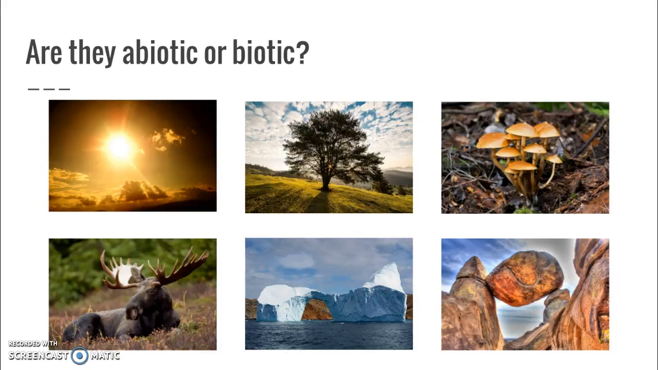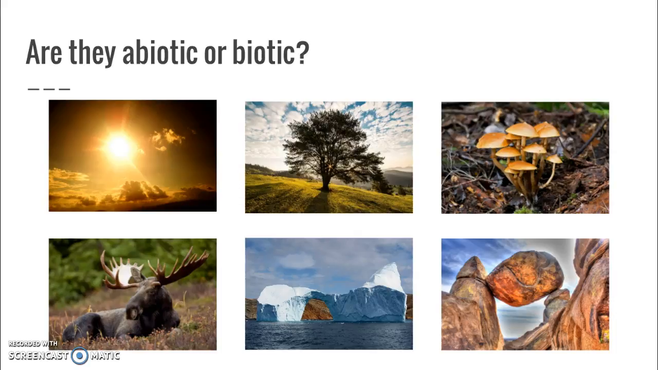Alright, so in the first picture on your left, top left, you're going to see sunshine, and sunshine is going to be considered an abiotic factor because the sunshine is not living. So if you go down from there, you're going to see a moose. Alright, and the moose is going to be a biotic factor because the moose is obviously an animal, which is a living organism. And that goes for the same thing if you go to the middle top. You will see a tree, and the tree is likewise going to be a living organism, so that is going to be biotic.